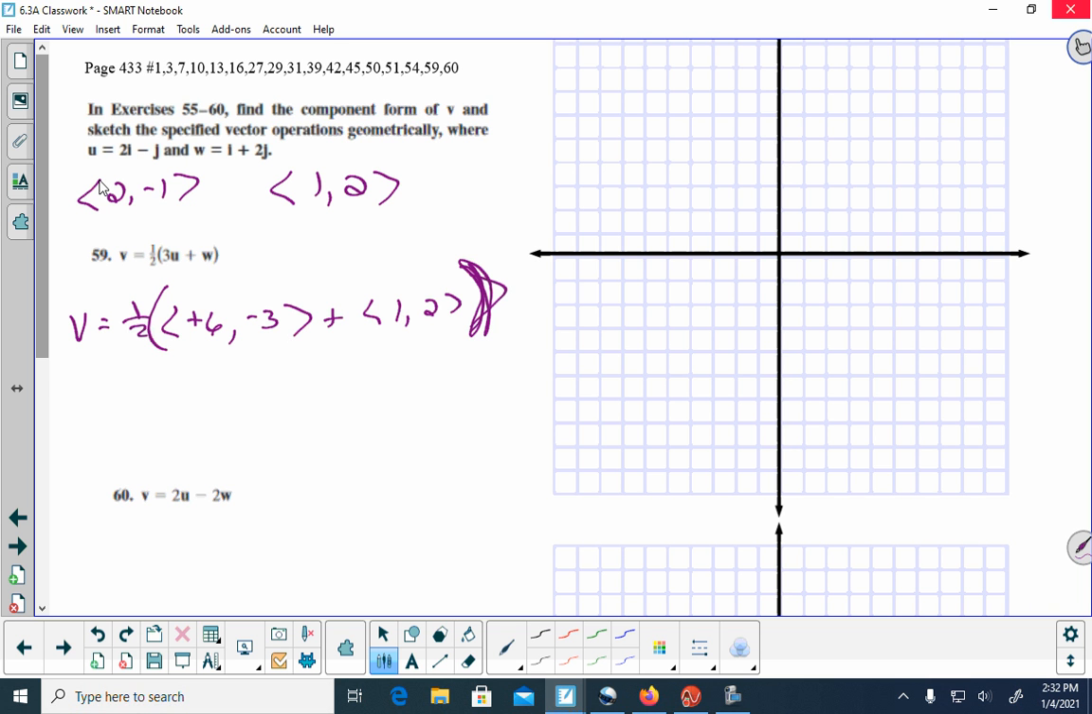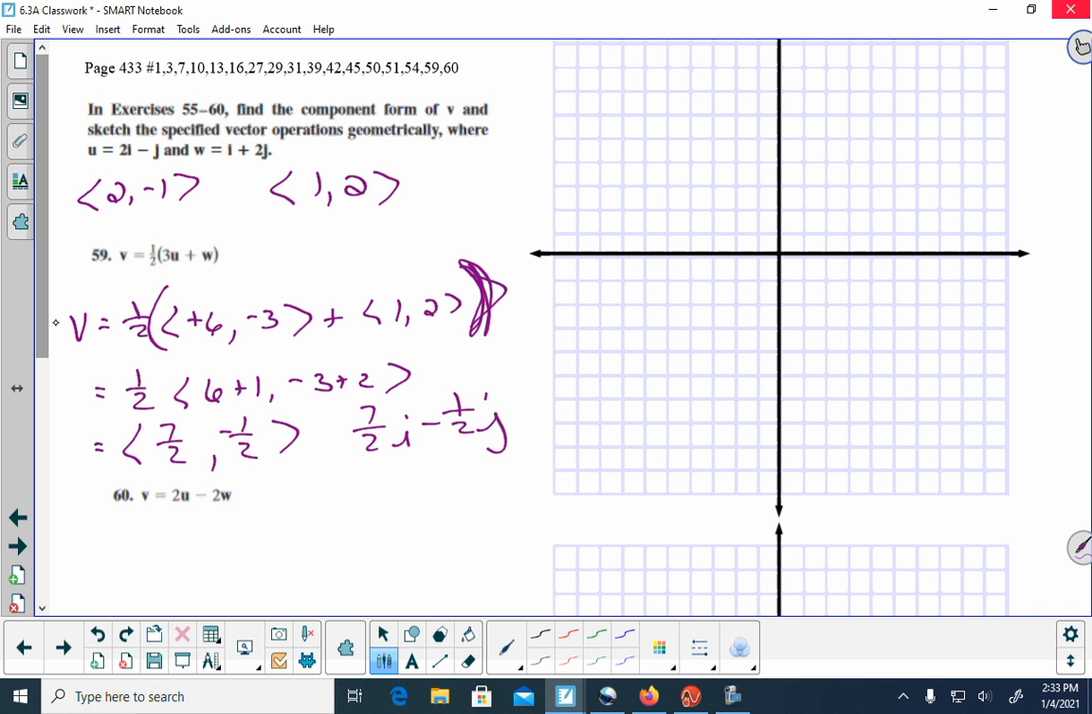So then when I do that, I end up with 1/2, and then this is 6 plus 1, -3 plus 2. So that's 7, so 7 halves, -1/2. So it would be 7 halves i minus 1/2 j. I think that's the easy part. Now they wanted me to sketch this.